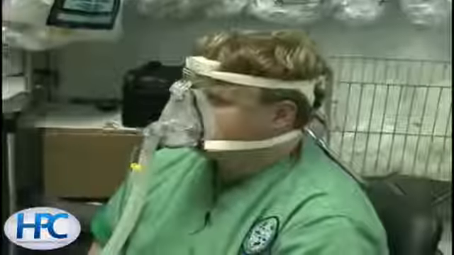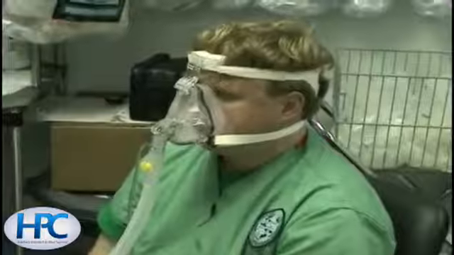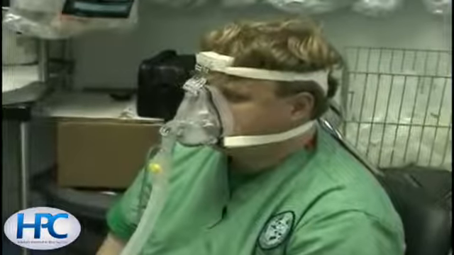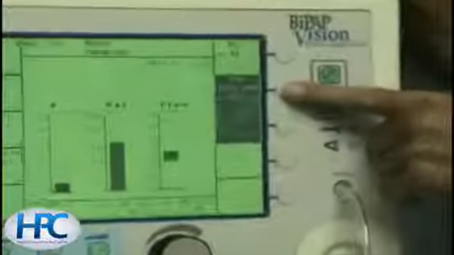You can see the patient is tolerating the BiPAP ventilation quite well, with a good respiratory rate and no increased work of breathing. You can adjust the rise time, which is the rate of airflow. This can be adjusted anywhere from a low of 0.05 seconds, which is shown here, up to 0.4 seconds, and adjusted for patient comfort.